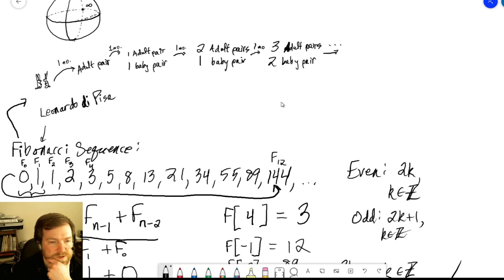So this continues as far as we want to go, and after 12 months you would end up having 144 pairs of adult rabbits and 89 pairs of baby rabbits. At least I think that's how it is in the formalization that we have here.